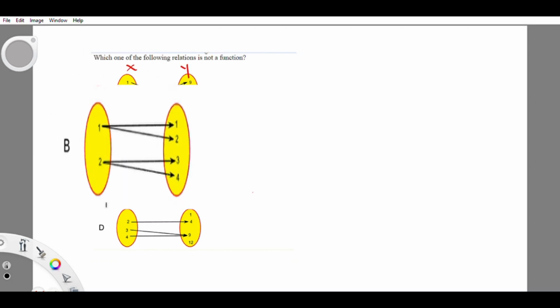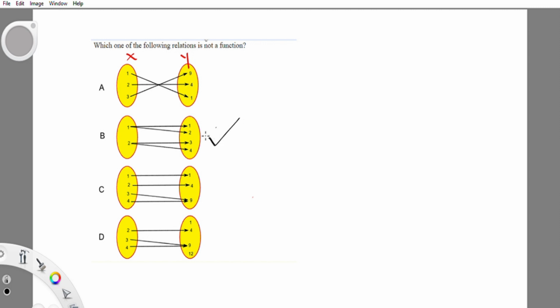Look at B. We have 1 to 2 values in the y-axis. We have 2 to 2 values in the y-axis. So B is not a function. This is called one to many, and that is not a function. So this is our answer, because the values in X have more than one value in the y-axis. Remember, a function must have a single value in the y-axis.